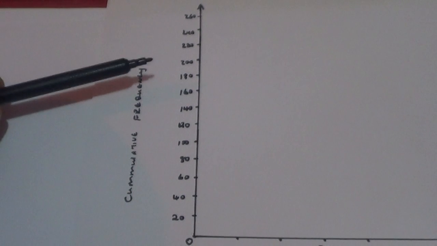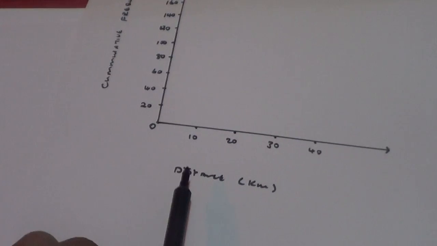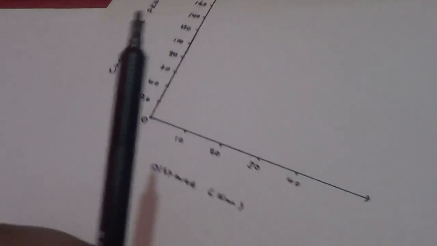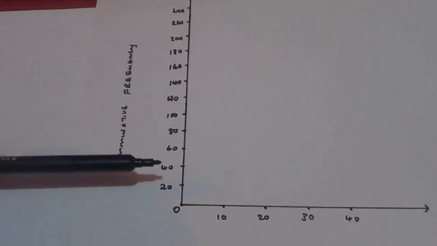So there's my grid. So basically you must have a topic that is your ogive or cumulative frequency graph for the data. And then you label on your y-axis, you have your cumulative frequency, and on your x-axis, you'll have your distances in kilometers. And then of course, I've already decided that I'm gonna go in tens on the x-axis, and then I went in 20s for my y-axis.